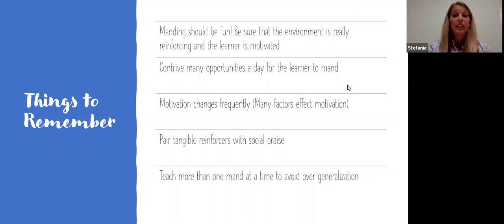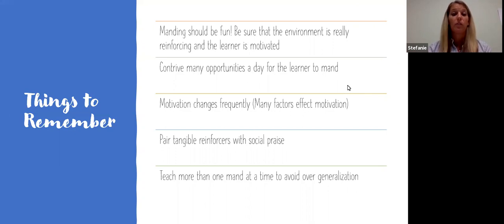Contrive many opportunities during the day for the learner to make requests. Maybe you're withholding access to an item and you've got it, and you're waiting for them to emit the mand. And if they don't, then we'll prompt them through it. But just making lots of opportunities so that the learner can get in the habit of having to request items instead of just having open access to everything they need all day. Motivation changes frequently, and lots of factors affect motivation. So just keep that in mind. Something that they might be extremely motivated for one day, they might not have any MO at all for that same item the next day.